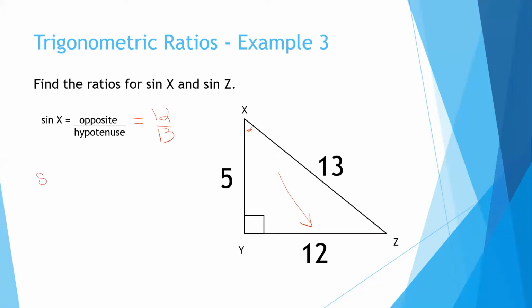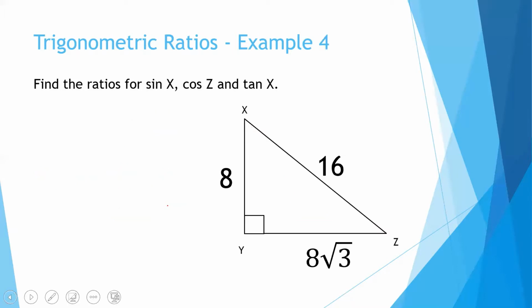Okay, so let's find sine of z. So we use our same ratio, opposite, I'm just going to put OPP over hypotenuse. We're just going to write it for short. So opposite of angle z, though, is this side. So it's 5 over 13. Okay? Let's do number 4.